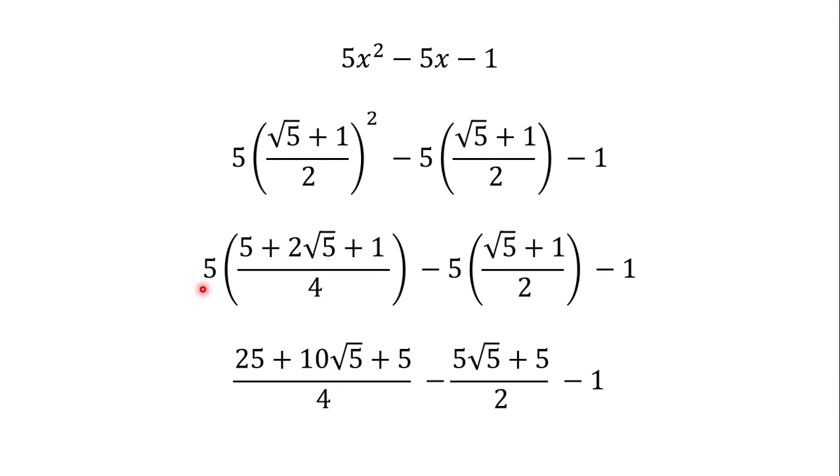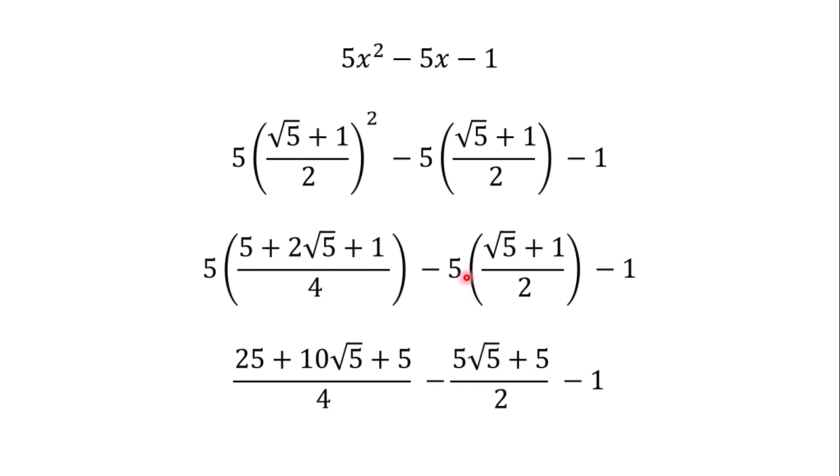Good. Now when you open the bracket, this 5 here cannot cancel out with this, so this will multiply the whole of this. And when you do, you're going to get 25 plus 10 root 5 plus 5. 5 times 1 will give us what? 5 all over 4 minus, now this times this one will give us what? 5 root 5. And then this times this one will give us 5. Please don't get confused with this minus sign here. You can choose to do it as minus root 5 minus 5, and you're still going to get the same answer.